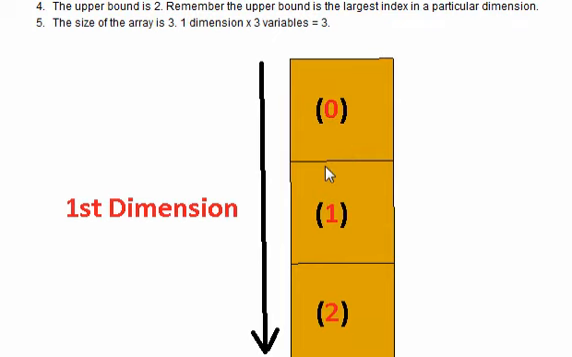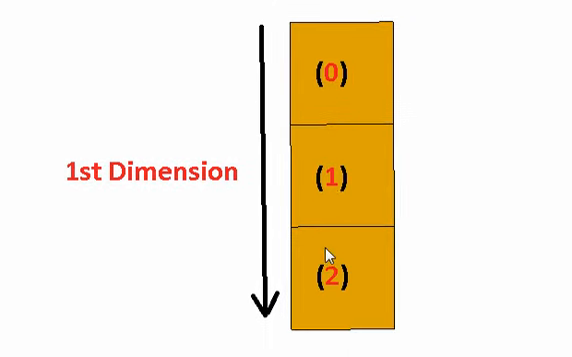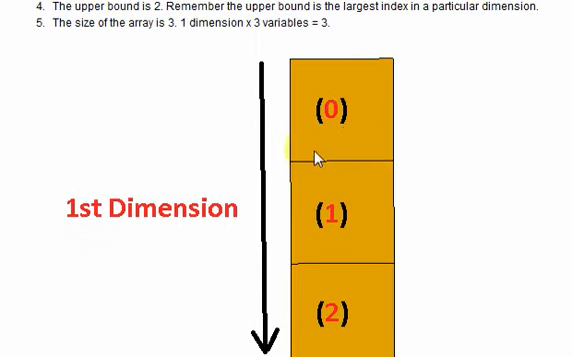And what's really important to remember is that in Excel VBA, the index starts at 0. So you see this 0 here. It's not 1. So keep that in mind as we move forward.